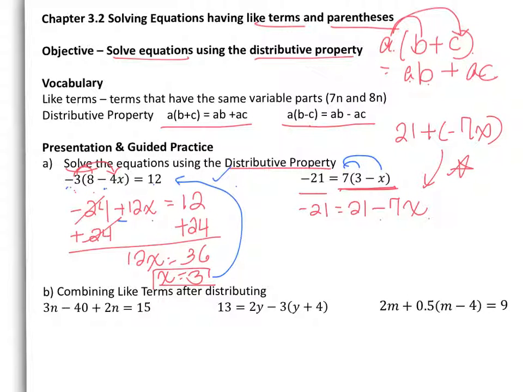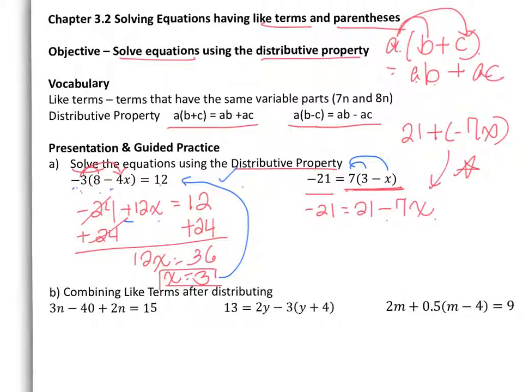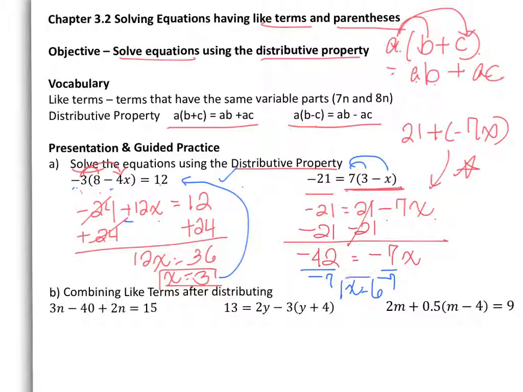So now we take the opposite of positive 21, which is negative 21, and we subtract it from both sides of the equation. Cancel this part out. This is negative 42. Divide by negative 7 on both sides. x would equal positive 6. And we'll do a quick check. 3 minus 6 is negative 3, times positive 7 gives you negative 21.